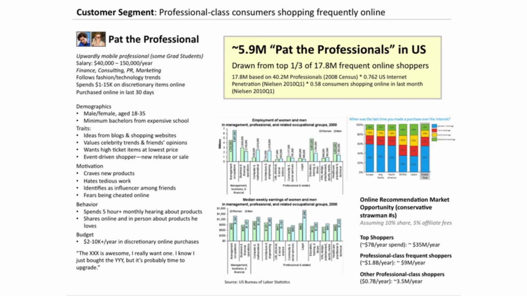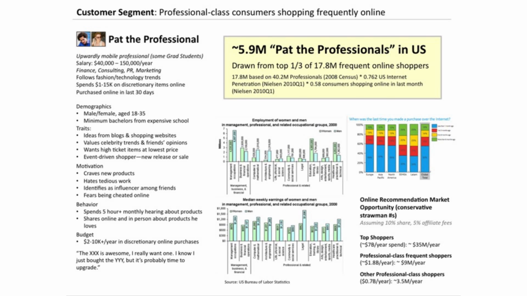Here was another example of a team putting together a detailed archetype of a set of customers. They gave their archetype a name, Pat the Professional. Specified who Pat was, upwardly mobile, professional, salary, what they did, how much they spend, what their demographics are, what their traits were, what their motivations were, how many were there, where they worked, where they bought, etc. I thought this was a great example of a professional class consumer who was shopping frequently online.